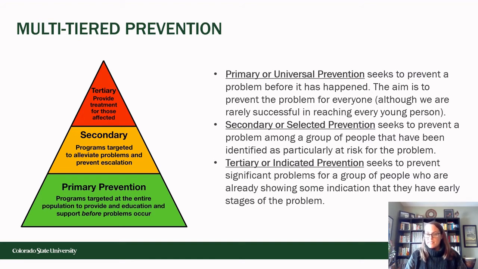So in going back to the upstream-downstream conversation, I then ask students, who do you think might be most at risk for falling in the river? What extra actions could be taken to protect this group? And then lastly, in indicated prevention, we seek to prevent problems for a group of people who are already showing signs that they have early stages of the problem.